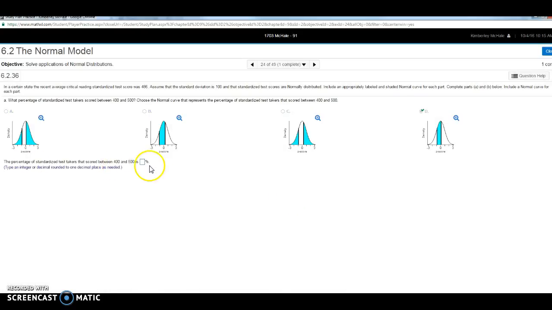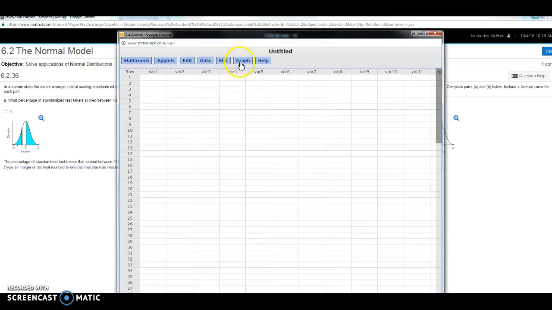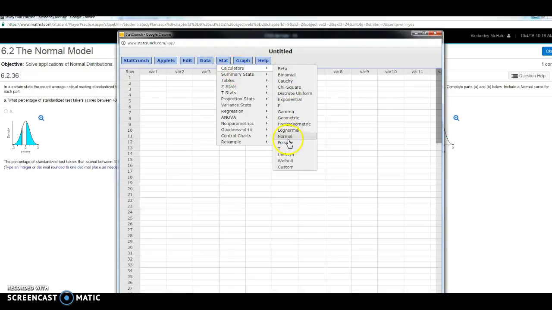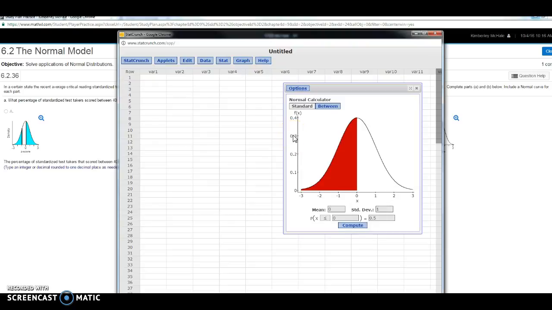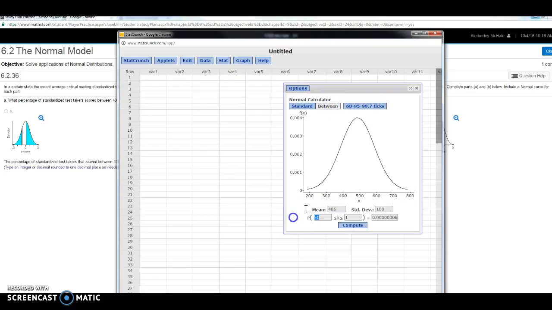The percentage of test takers that scored between 400 and 500. For this one, I'm going to, again, open up StatCrunch. I'm going to go to Stat, Calculator, Normal. Keyword in this question is I'm told it follows a normal distribution. I know that the mean is 486 and the standard deviation is 100. Oh, and I want between. So I'm going to have to go up here and select between, and then I'm going to have 400 and 500. And I'm given that about 36% of the scores are between 400 and 500. So 0.361 if I'm rounding to 3 decimal places.